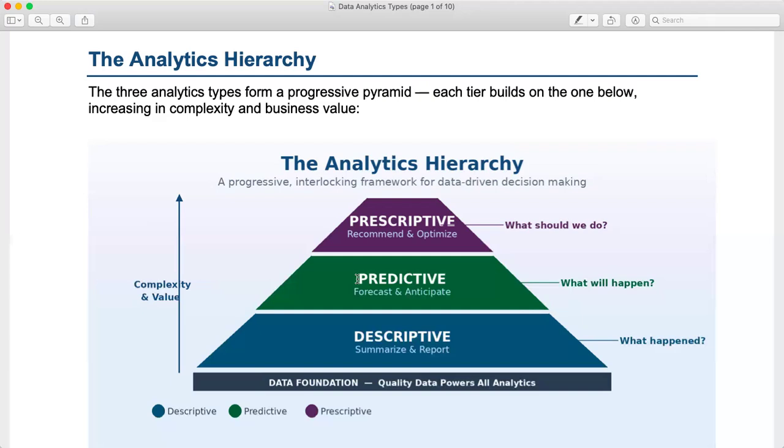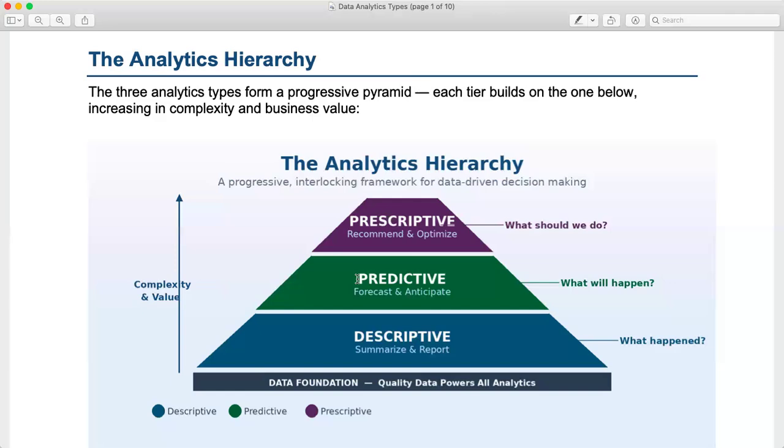For example, descriptive analytics tells you what is happening and what happened. So normally it is based on past or historical data. These are historical facts, and descriptive analytics describes the data in a way that tells you the story of the past.